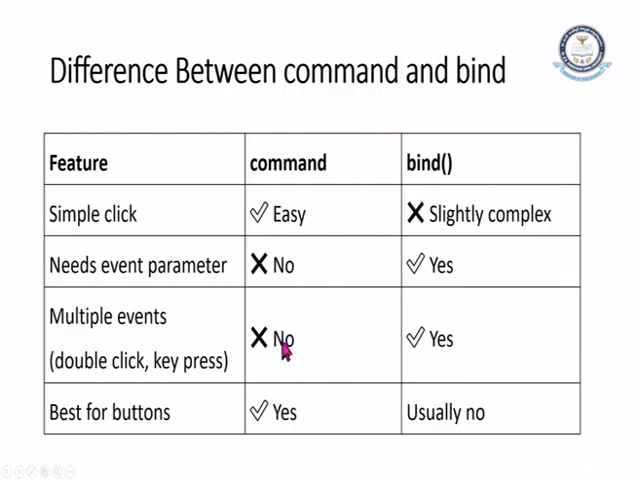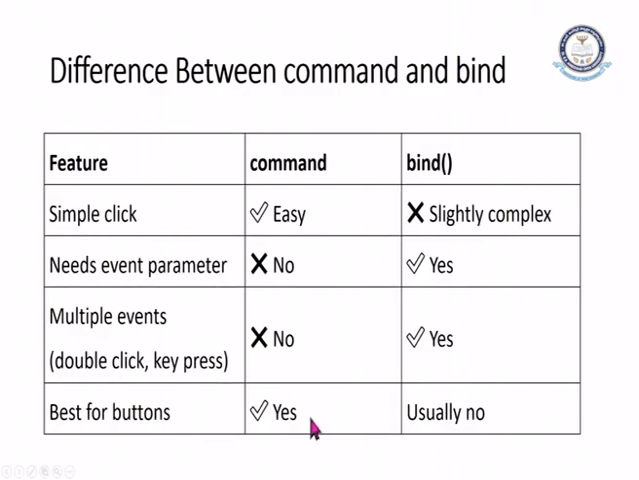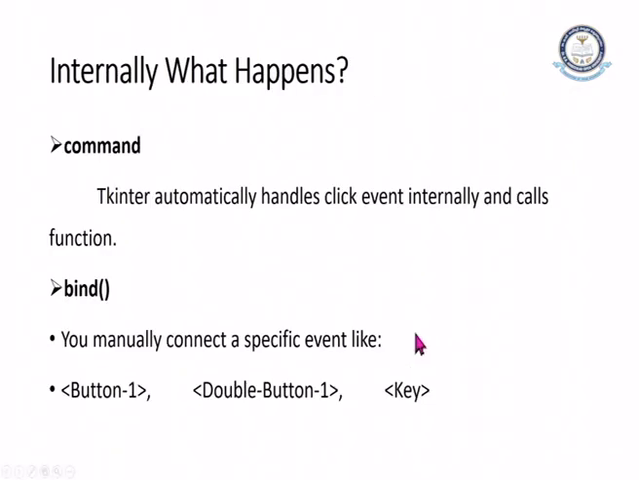In command, we do not have any specific words to indicate multiple events. There is no such technique in the command case, but in the bind case we have such strings. Just now we covered Button-1, left click, Button-2, Button-3 and so on. So different events, different names, those are available in bind. If you implement a button concept, the very suggestible method is to go for command. Command is very simple to implement with the help of buttons, and with buttons, the binding method is not usually suggestible because the code becomes complicated.